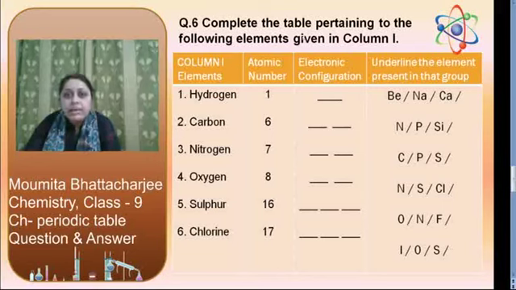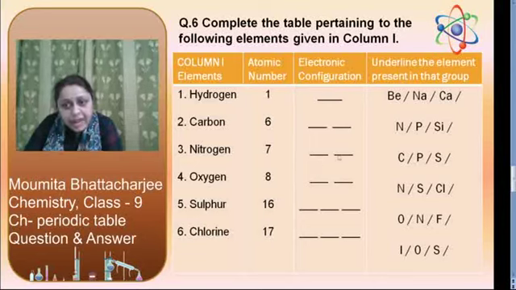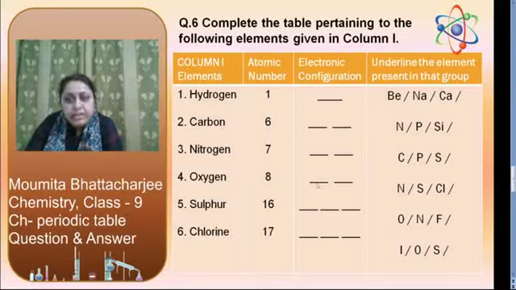Question number 6. Complete the table pertaining to the following elements given in column 1. Hydrogen, whose atomic number is 1, electronic configuration will be 1. Underline the elements present in that group. The element present in the same group will be sodium. Carbon, whose atomic number is 6, electronic configuration will be 2, 4, and it will match with silicon. Nitrogen, whose atomic number is 7, electronic configuration will be 2, 5, it will match with phosphorus. Oxygen, whose atomic number is 8, electronic configuration will be 2, 6, it will match with sulfur.